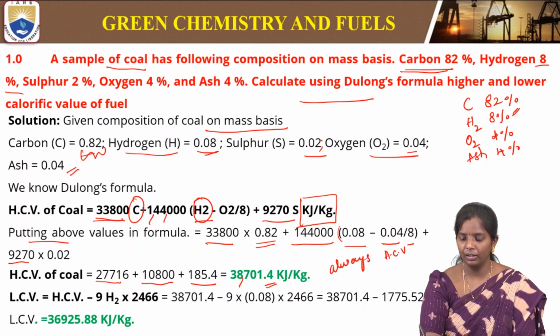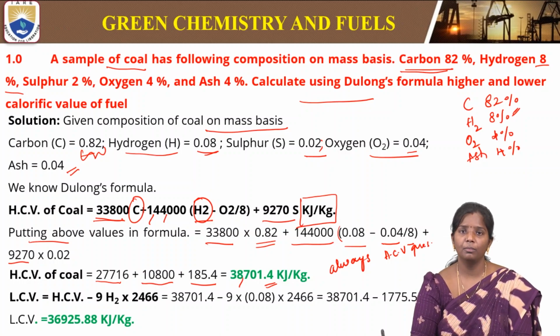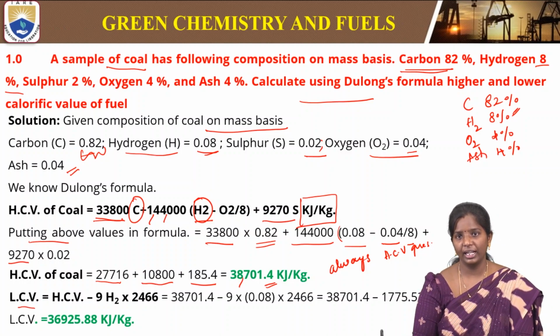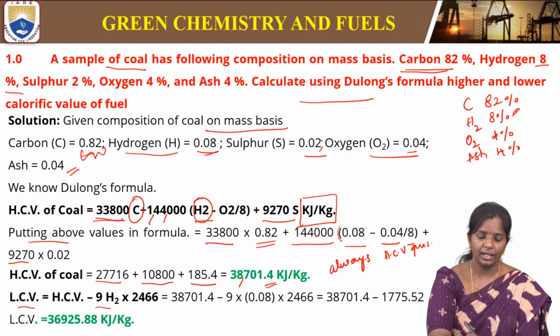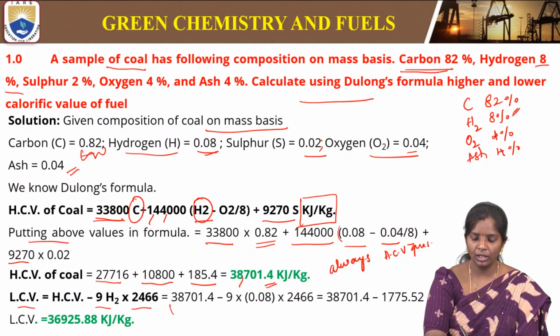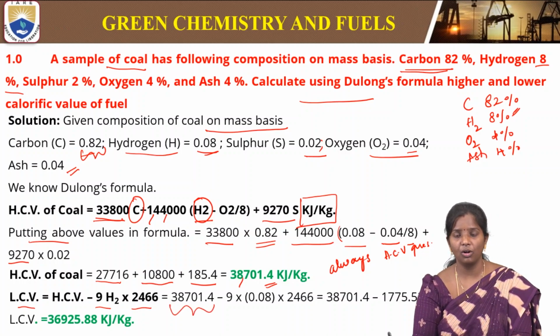If you see, the HCV will always be higher. Why? Because it contains even the moisture, that is, the heat of steam. Now we calculate the LCV or lower calorific value, given by the formula HCV minus 9H2 into 2466.